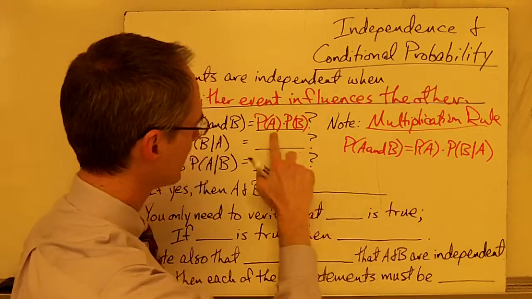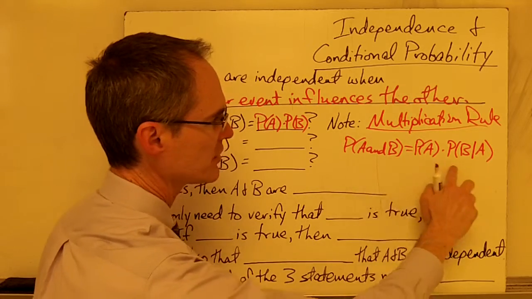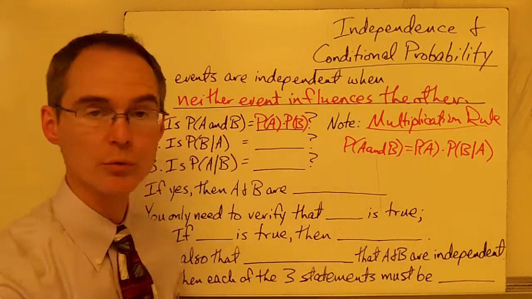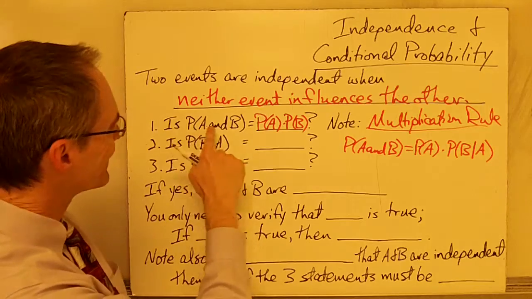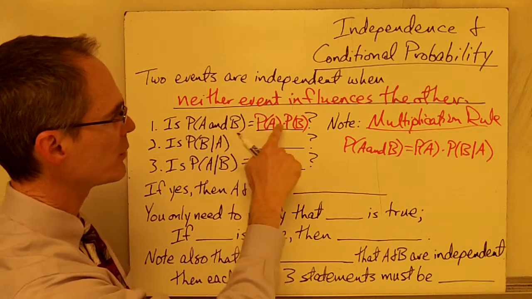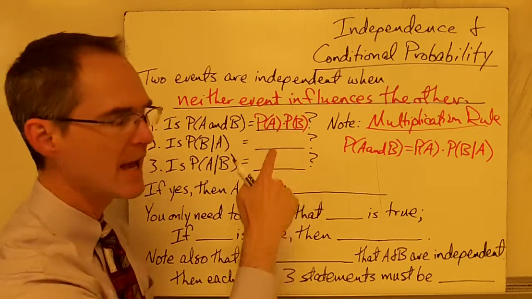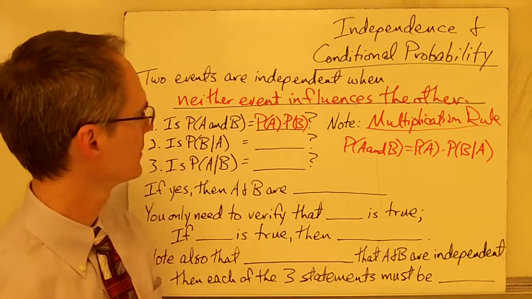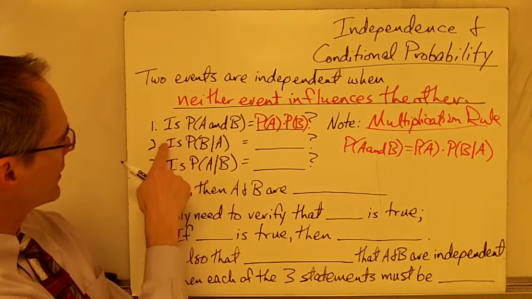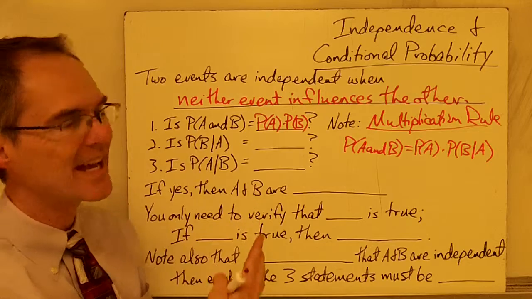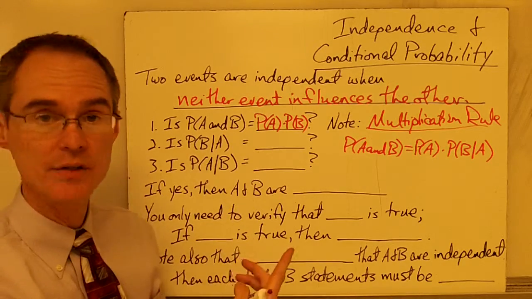And the reason that they don't look the same is because the multiplication rule is a general rule. It can be used for any two events. This, if this is true, then we know that the two events, A and B, have to be independent. All right?